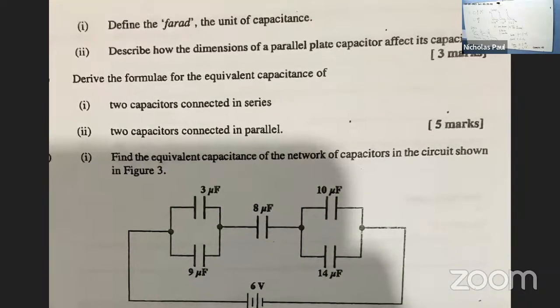Jude, describe how the dimensions of a parallel plate affect its capacitance.